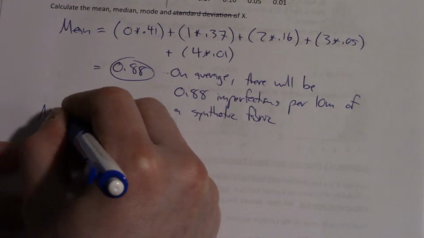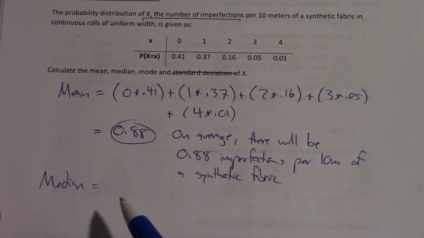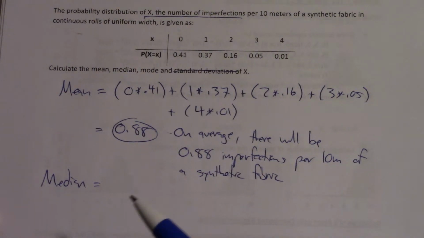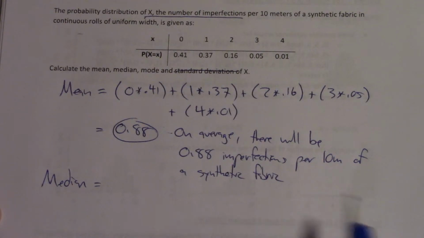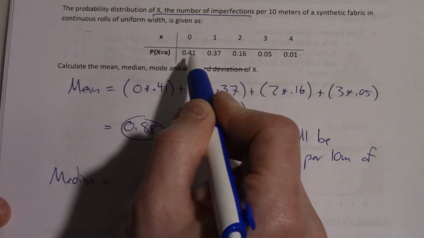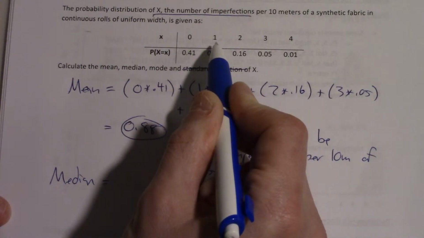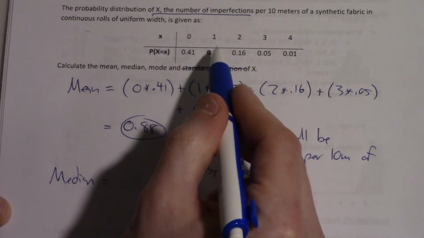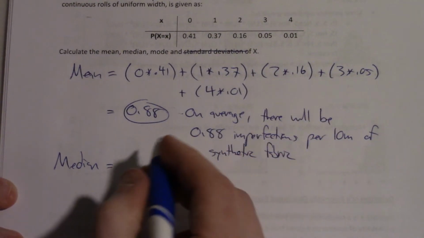For the median, we're asking: half of the time we will have this number of imperfections or less, and half of the time we'll have this number of imperfections or more. So we need to figure out how many imperfections that is. We see that 41% of the time we'll have 0, so we haven't reached the halfway point yet. An additional 37% of the time we'll have 1 imperfection. So inside this 1 imperfection category, we've surpassed the 50% mark.